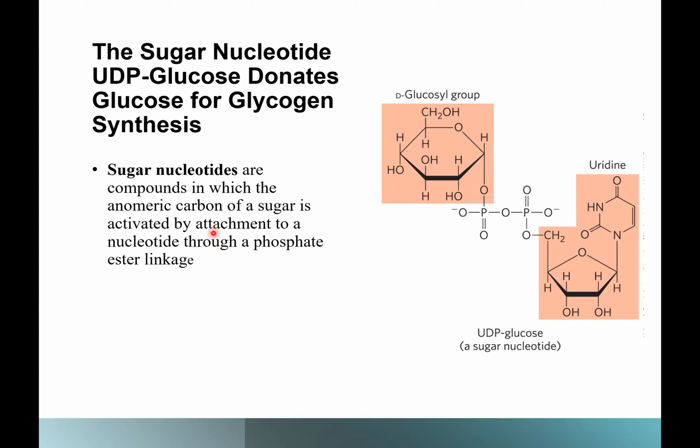And in fact, the anomeric carbon of this sugar is activated. So this is a glucose basically, right? And it is activated by the attachment of this nucleotide. So this is something a little unusual. We haven't seen this before, right? And it just shows you, I think, to some extent, the versatility of how molecules can be used in biochemistry and in biological processes.